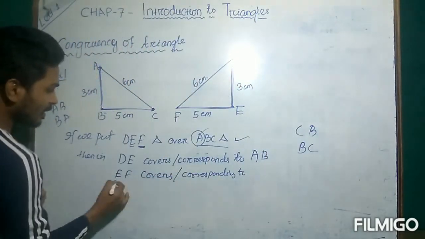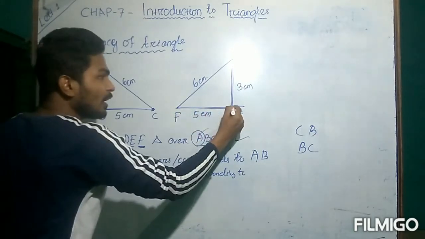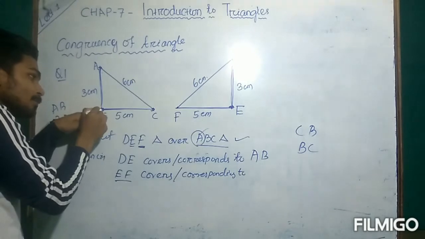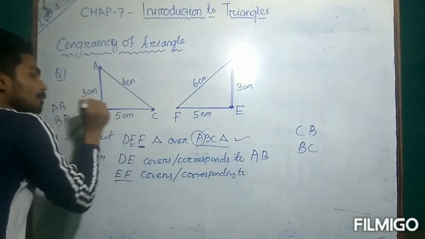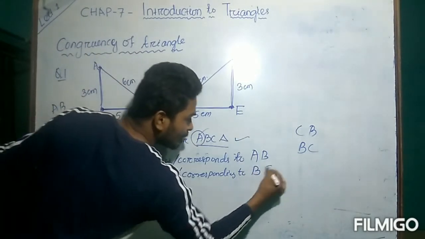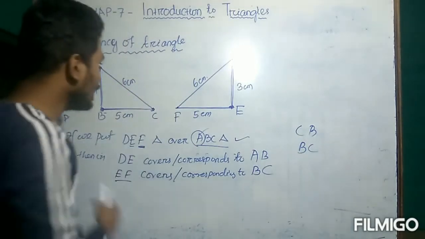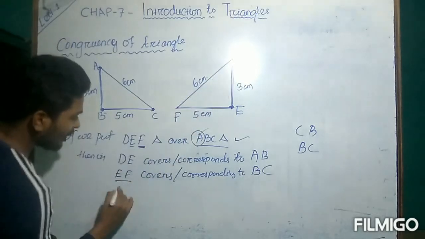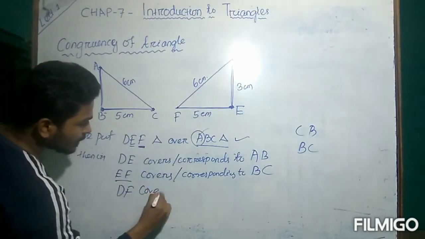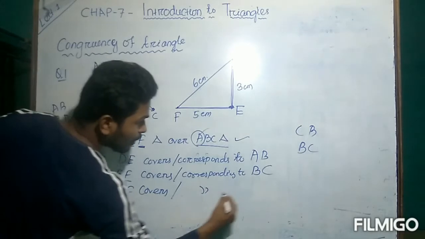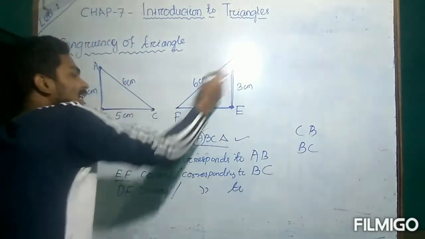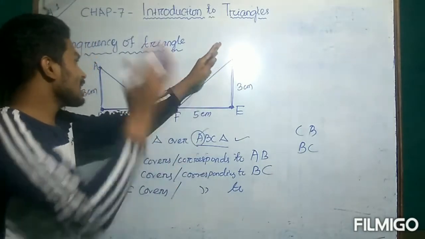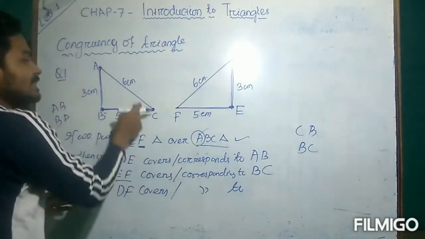I started here like EF. E is the point where this 3 and 5 meet. So here you have to choose a point where 3 and 5 will meet. B. So B first, then C. Understood? Similarly, AC, this is DF, covers or corresponds to DF is equal to AC. This side completely covers this side. Okay, AC, not CA.